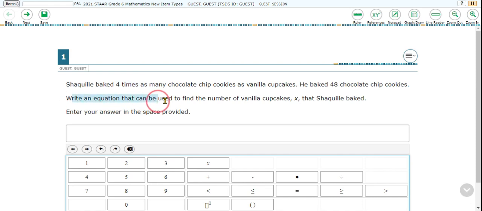So this one, the new item type is you're going to have to type an equation in there. It says write an equation that can be used. So 4 times x, and then the total is 48. So you're just going to click here, 4x equals 48.